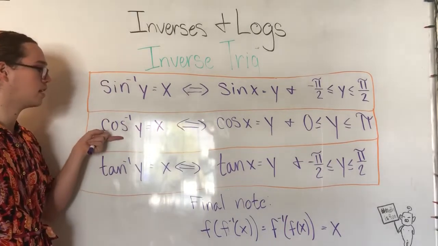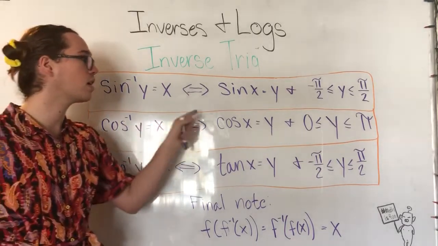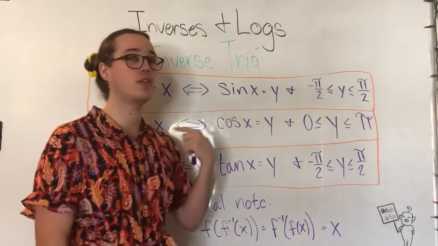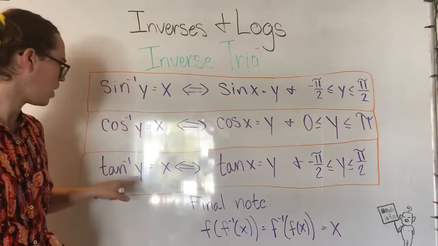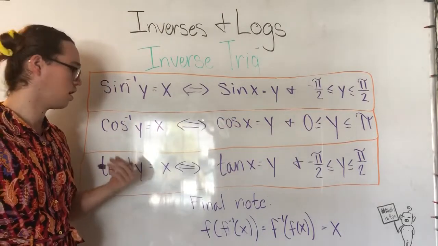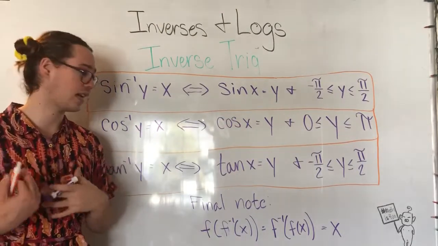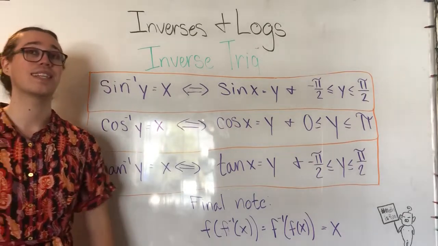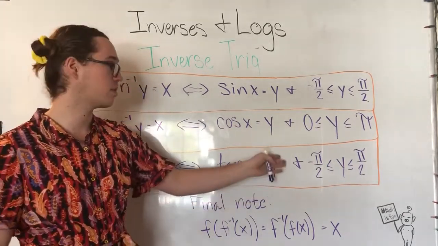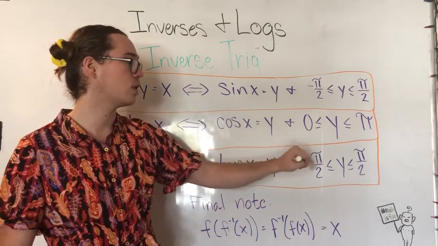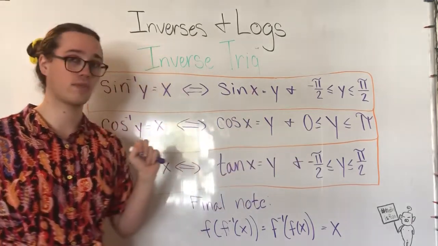We have cosine inverse of y equals x if and only if cosine of x equals y, and our domain of y is restricted from 0 to pi. And then tan inverse of y equals x if and only if tan of x equals y, and our domain for y has been restricted to negative pi over 2 to pi over 2, just like it was for sine.